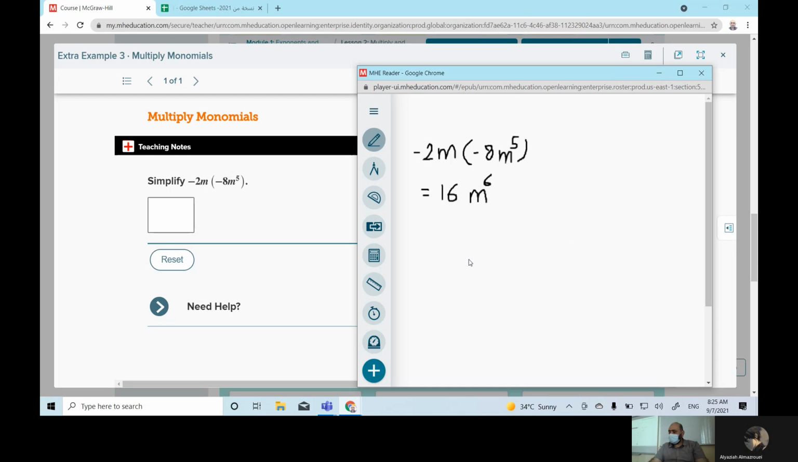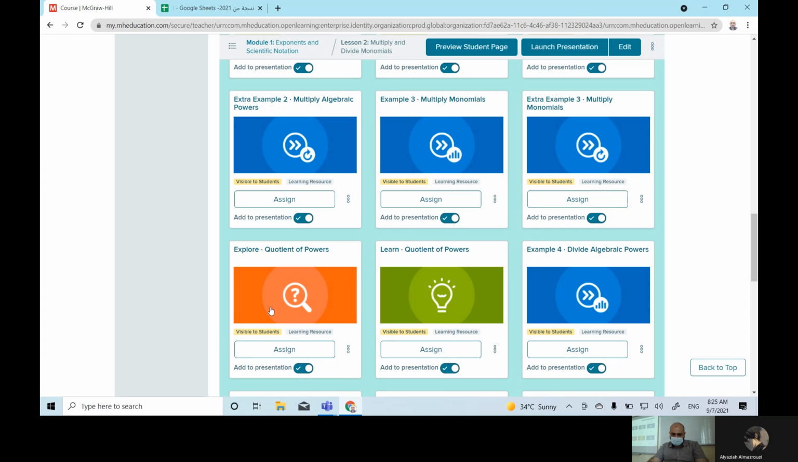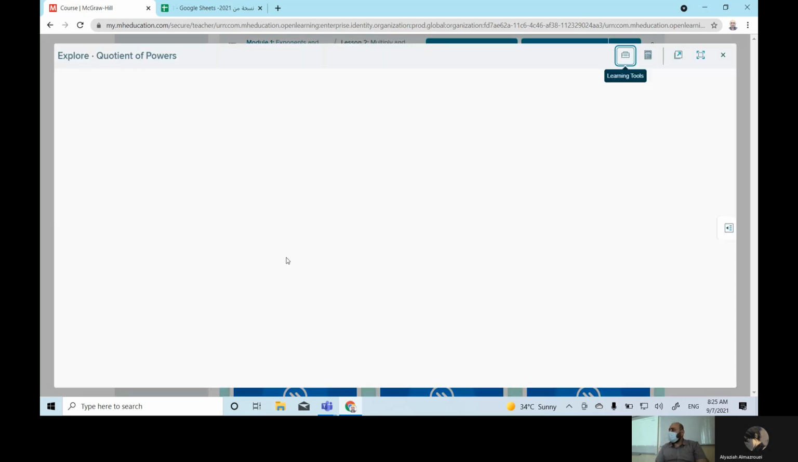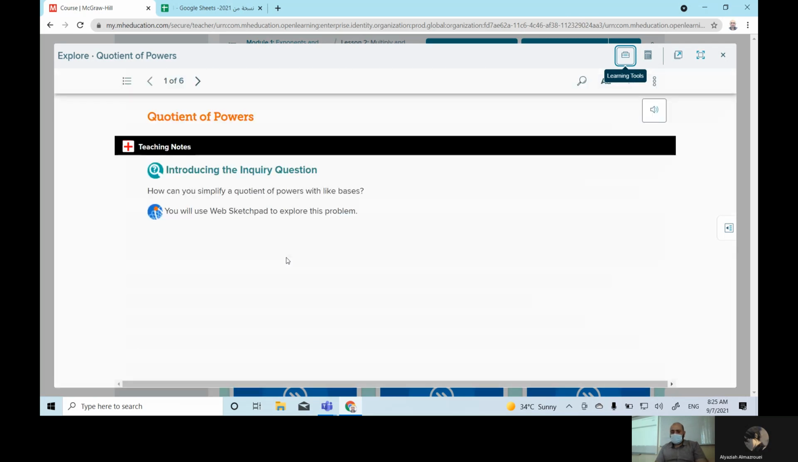Finished? Quotient of powers. Quotient means the result of the division. How can you simplify a quotient of powers with like bases?